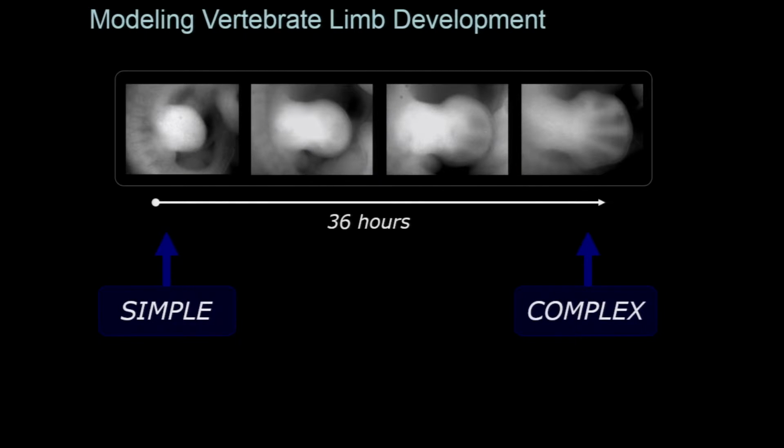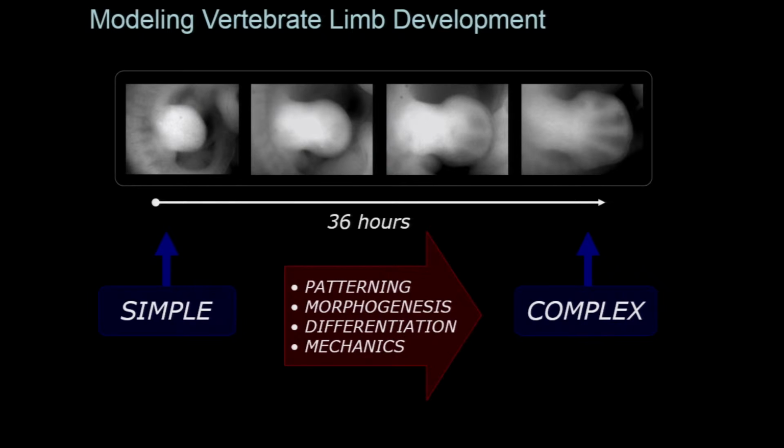So we want to study how you go from such a simple thing to a complex thing. You've got these sort of emergent properties of the biology. And there's a lot of things that are going on. Patterning, morphogenesis, differentiation, mechanics all have to go into this sort of thing.